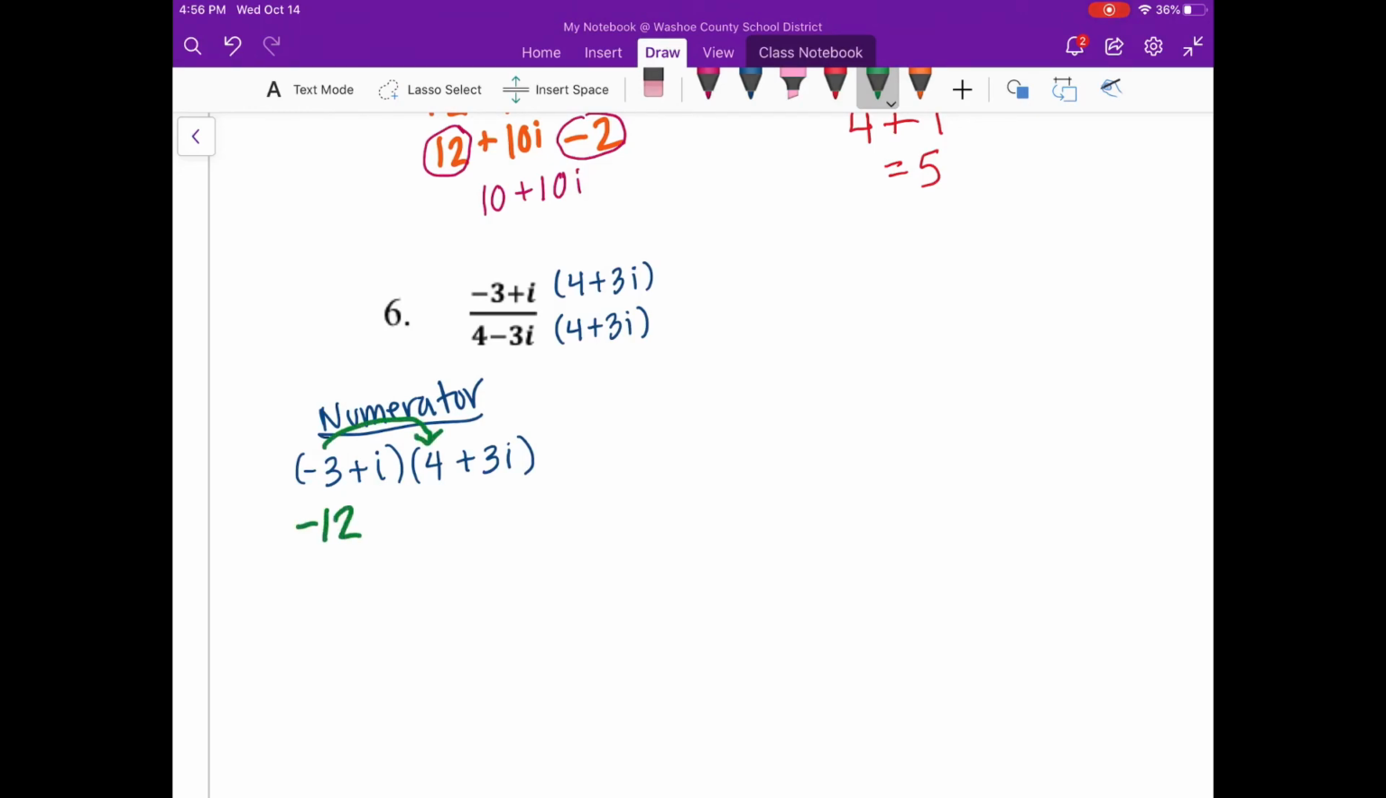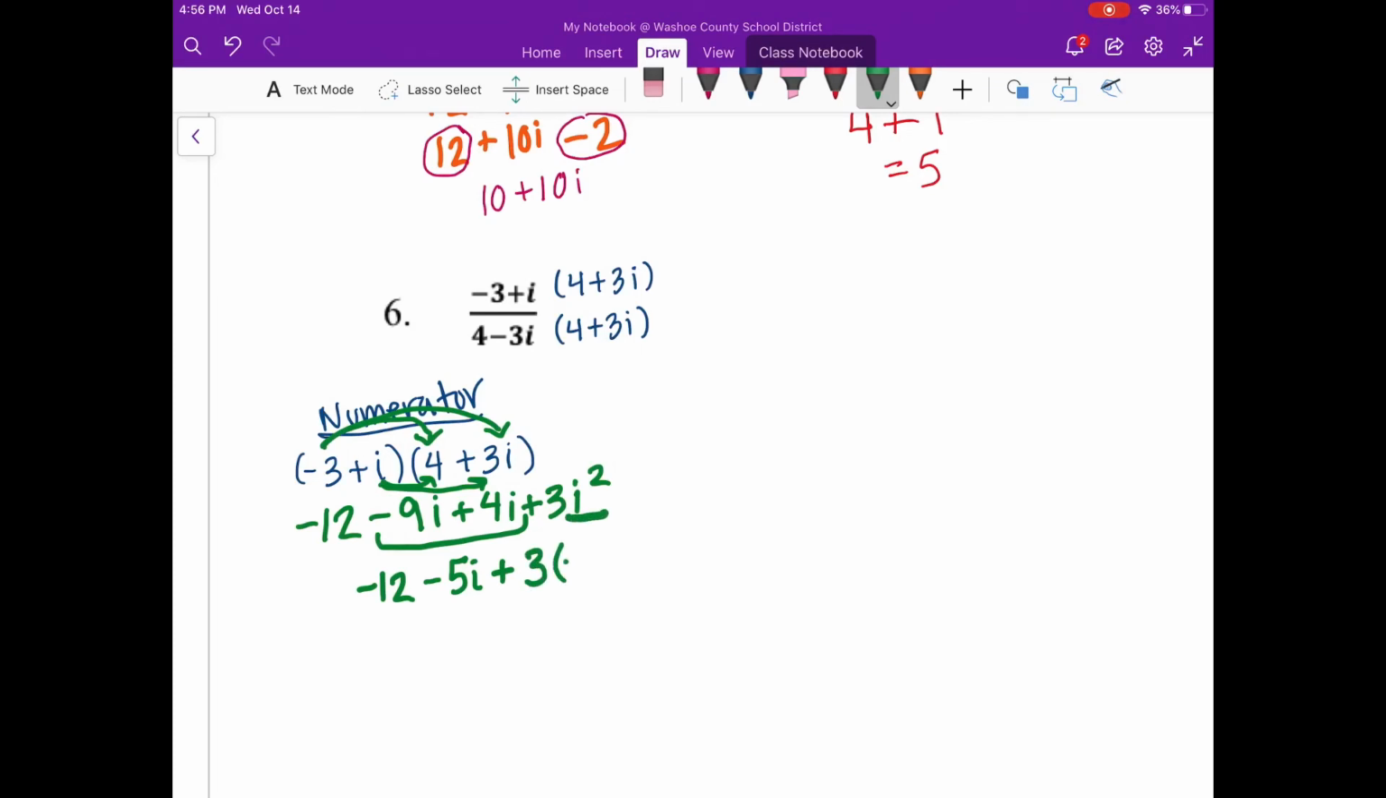So negative 3 times 4 is a negative 12. Negative 3 times 3i is a minus 9i. i times 4 is 4i. i times 3i is 3i squared. Combine your like terms, the negative 9i plus the 4i is a minus 5i. Highly suggest you use that calculator so you don't make the small mistakes.